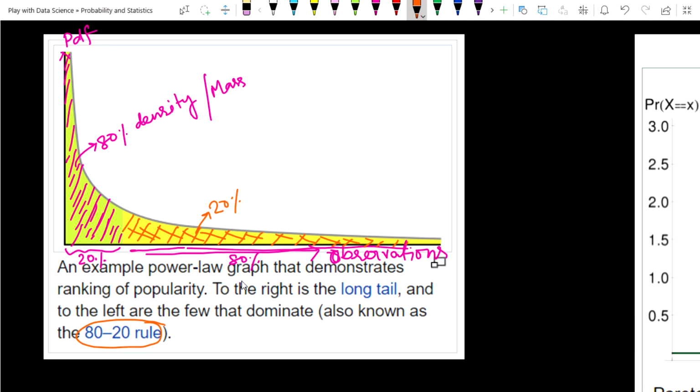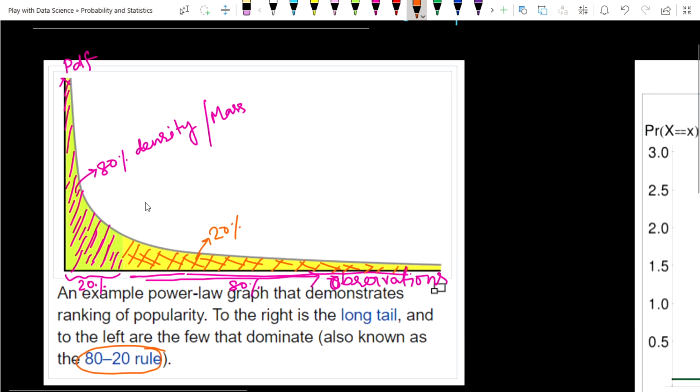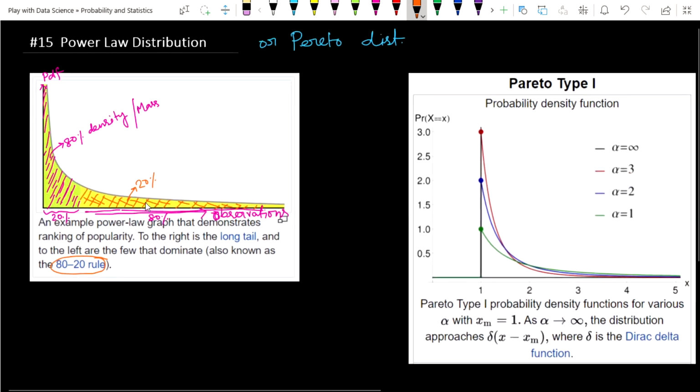That's showing here. Okay, so this distribution tells us that to the right is the long tail. Means in the right direction, the positive direction, it takes the long tail, and on the left are the few that dominate. Okay, we also know this as the 80-20 rule. This is the simple power law distribution.